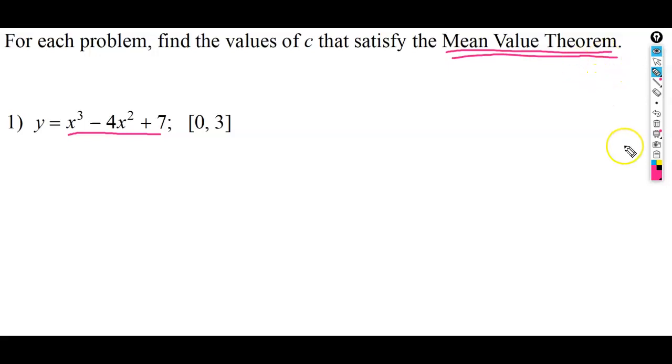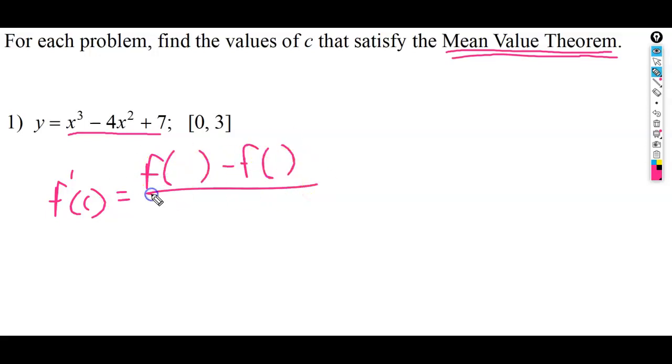And what does the mean value theorem state? The mean value theorem states that there is some value C for which the derivative at that point is equal to the average rate of change on the interval that we are concerned with. Okay, so what we need to do then is we want to find this value of C, all right?